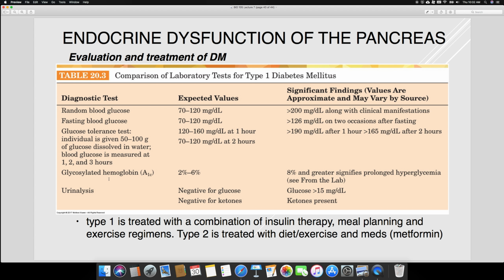So, evaluation or treatment of diabetes mellitus. So we talked about these values. Again, these may be different depending on where you look. But type 1 is going to be treated with insulin. These people need insulin. But also, meal planning is important for type 1 diabetics, because obviously their meal is going to affect blood glucose very rapidly. Type 2, if it can be treated with diet and exercise, that's the best way to go about it. But of course, we have our famous meds like metformin, and some are also treated with insulin.